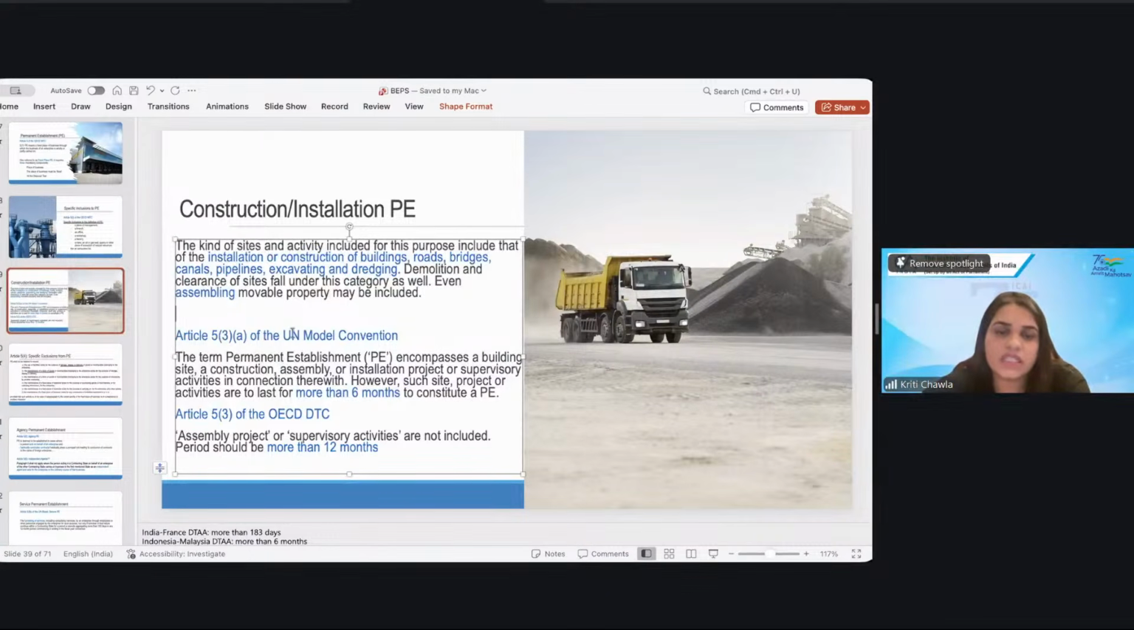Now, the UN Model Taxation Convention says that this site or project or activities are to last for more than 6 months to constitute a PE, whereas the OECD Model Taxation Convention says that this period should be more than 12 months. And this is precisely the difference between the OECD and UN Model Taxation Convention. You see how the UN Model Taxation Convention gives precedence to source-based taxation more closely as compared to the OECD Model Taxation Convention. So that is a construction or installation permanent establishment.